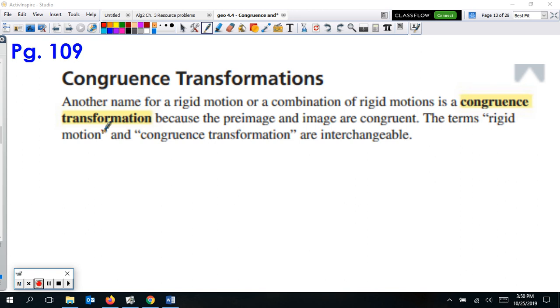There is one more transformation that's called a dilation, which enlarges or shrinks down a figure and changes its size and shape. So these ones, though, the translation, the reflection, and the rotation, are rigid motions. So you can just say it's another name. This is another name for rigid motion or a combination of rigid motions.